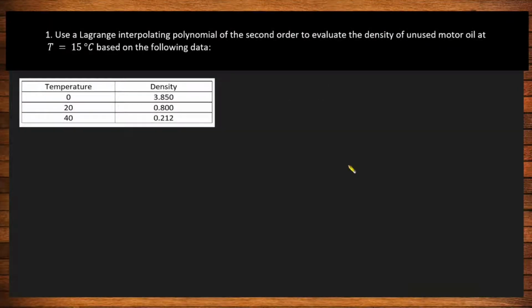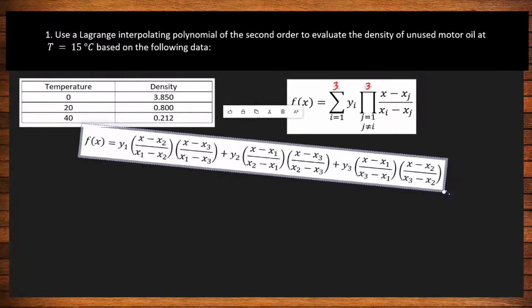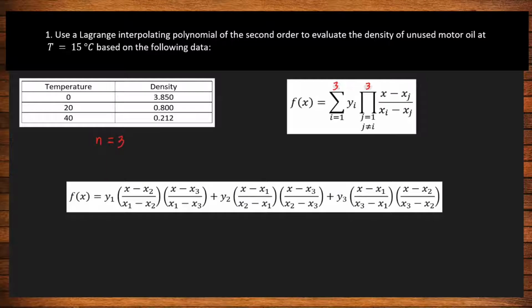So, sabi dito, use a Lagrange interpolating polynomial of the second order to evaluate the density of unused motor oil at temperature T equal to 15 degrees Celsius based on the following data. So, kung mapapansin nyo, yung sa data natin, wala tayong value for T equal to 15 degrees. So, first, we need to formulate an interpolating polynomial of the Lagrange form. So, since we have 3 data points, yung n natin dito will be equal to 3. Therefore, our Lagrange interpolating polynomial will have this form.